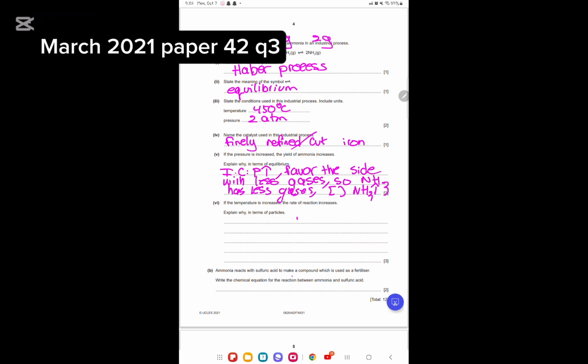If the temperature increases, the rate of reaction increases. Explain in terms of particles. Basically, if you increase the temperature, we did this before, the kinetic energy will increase. Then if the kinetic energy increases, the effective collisions will increase, and then finally the rate of reaction will increase.